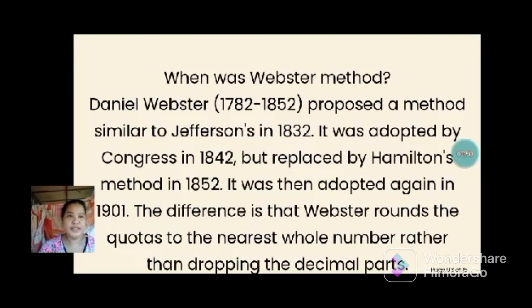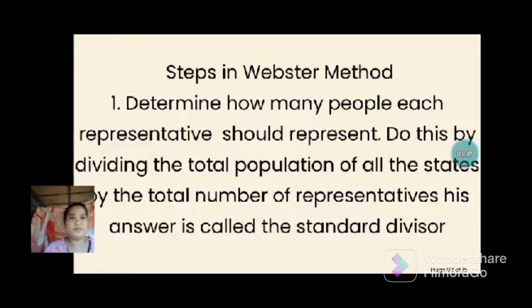When was Webster method used? Daniel Webster, 1782 to 1852, proposed a method similar to Jefferson's in 1832. It was adopted by the Congress in 1842, but replaced by Hamilton's method in 1852. It was then adopted again in 1901. The difference is that Webster's rounds the quotas to the nearest whole number rather than dropping the decimal part.